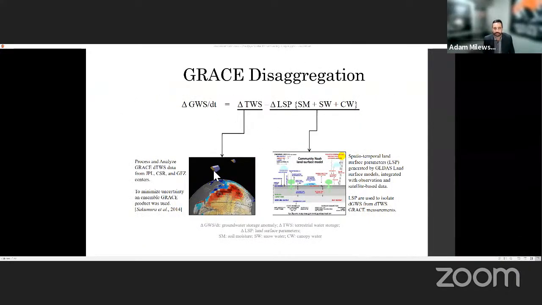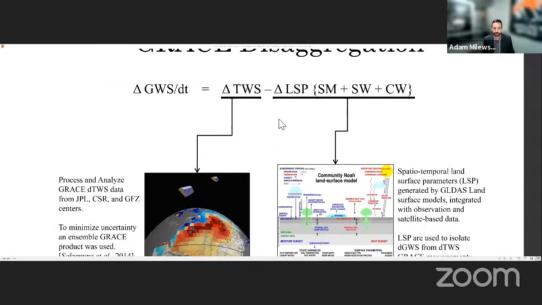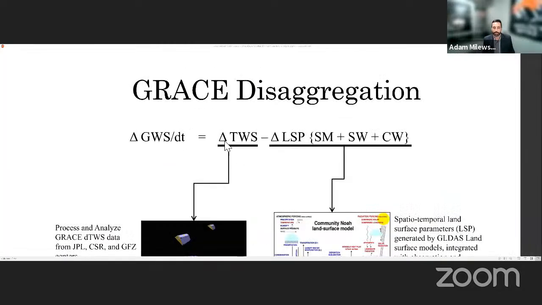And so that allows us to get that part. Now the second part we need to do is calculate change. So I've been using this term: GRACE disaggregation. To do that, we're looking at our total water storage change from GRACE, and we're going to subtract these land surface parameters: soil moisture, surface water, and then canopy water.